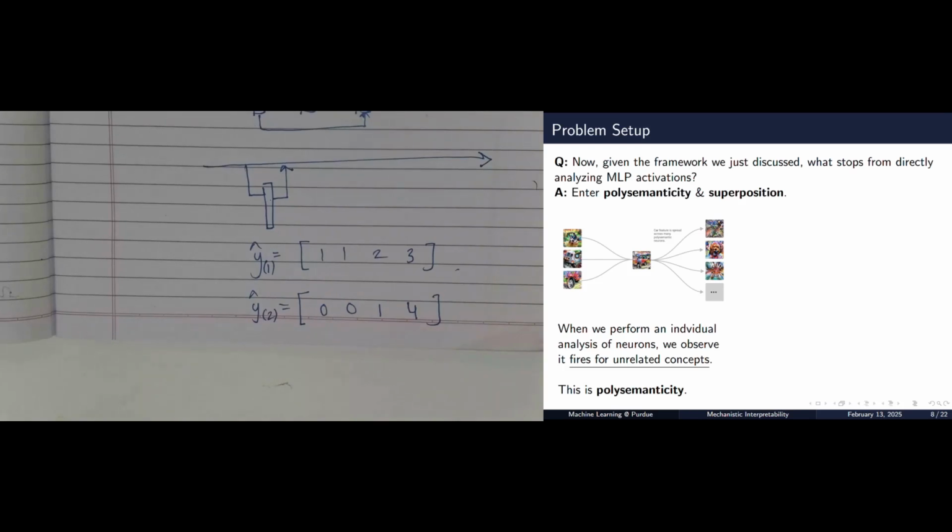It fires for things that seem very unrelated, and that doesn't make sense at all, especially if you want to formulate some sort of answer for why these models work so well without just saying that these are stochastic patterns, right?